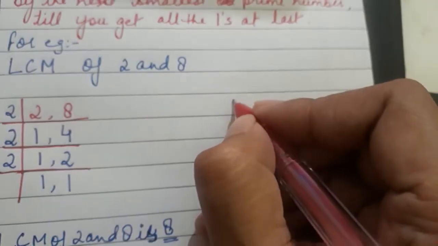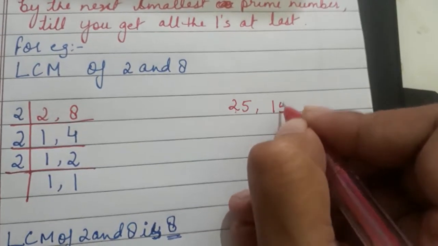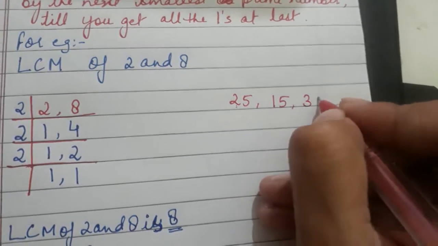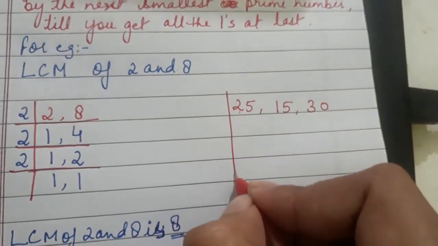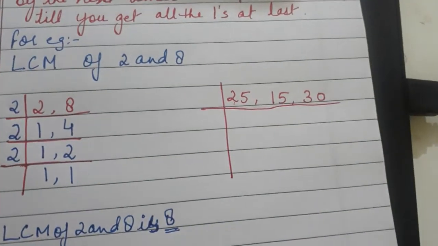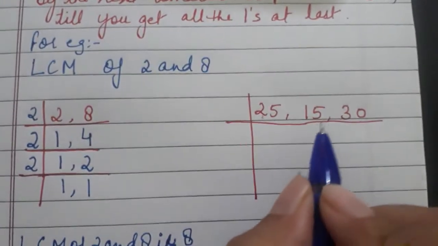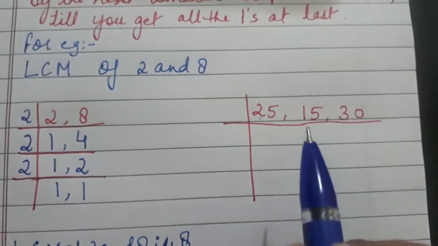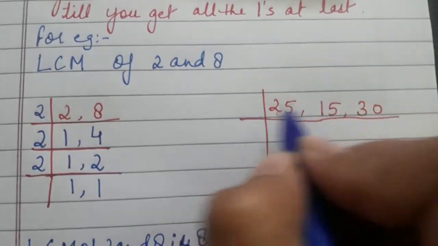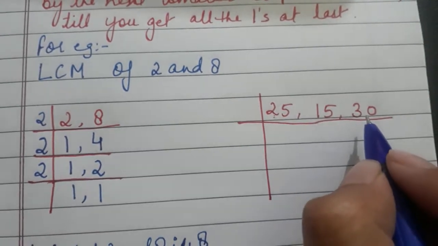Now let us take another example of 3 numbers. Suppose 25, 15 and say 30. Okay, I'll draw the line like this. There are little ups and downs, but don't worry. Now I'll try to divide it by the first smallest prime number, that is 2. If any one number is divisible by 2, we will surely divide it by 2. So 25 doesn't come in the table of 2, it's an odd number, 15 again is an odd number, but yes, 30.